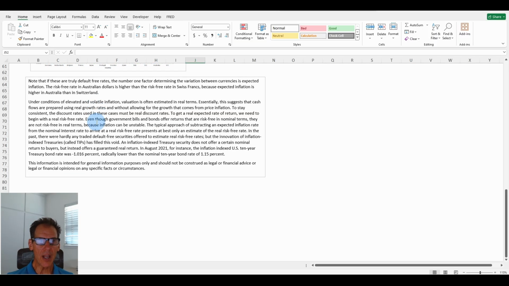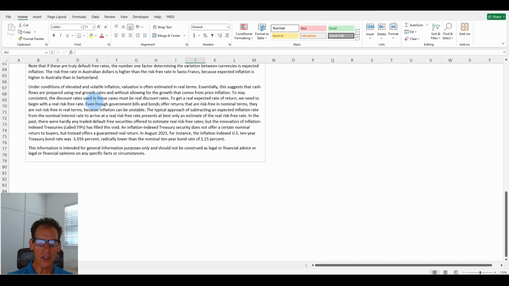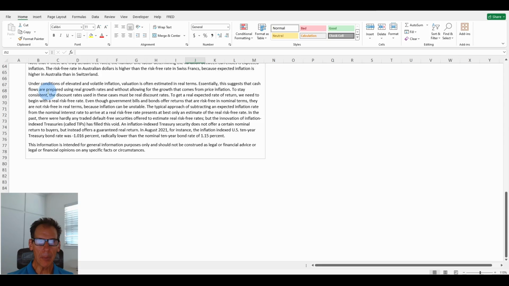Under conditions of elevated and volatile inflation, valuation is often estimated in real terms. Essentially, this suggests that cash flows are prepared using real growth rates and without allowing for the growth that comes from price inflation. To stay consistent, the discount rates used in these cases must be real discount rates. To get a real expected rate of return, we need to begin with a real risk-free rate. Even though government bills and bonds offer returns that are risk-free in nominal terms, they are not risk-free in real terms because inflation can be unstable.